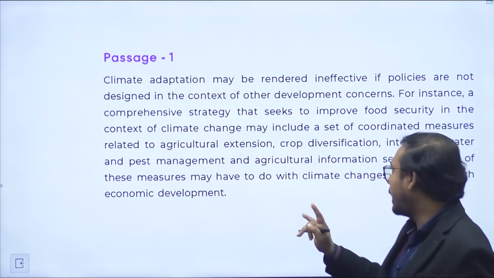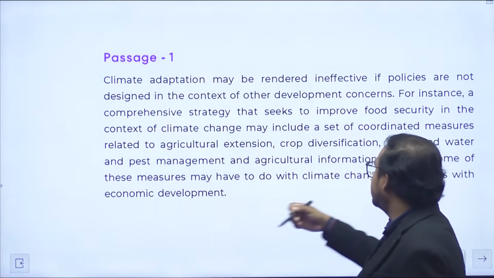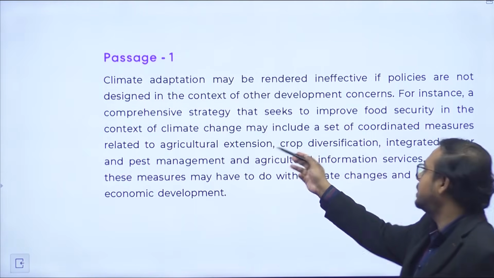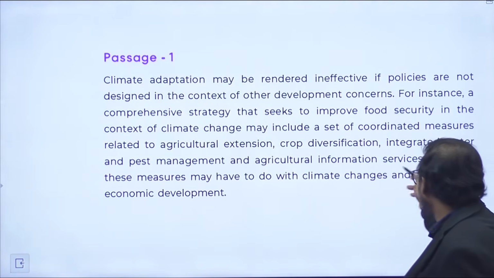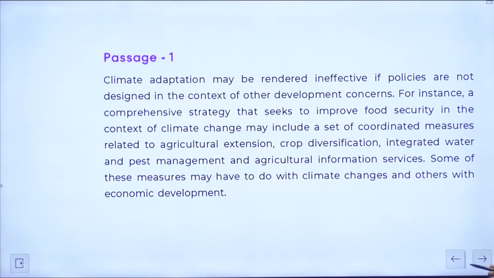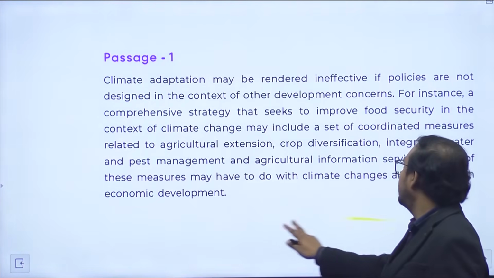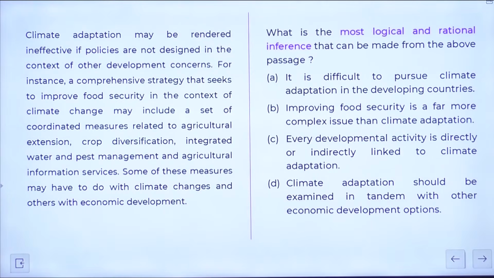Okay. So what are the hints that we have drawn? First is the stress word, comprehensive strategy, right? Second is how it is ending: some of the measures may have to do with climate change and others with economic development. Okay, let's go. Tell me which two options you can eliminate immediately, before coming to the correct answer. A is done. Okay.